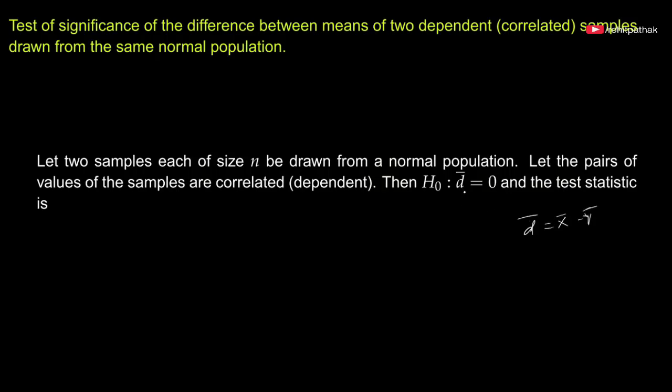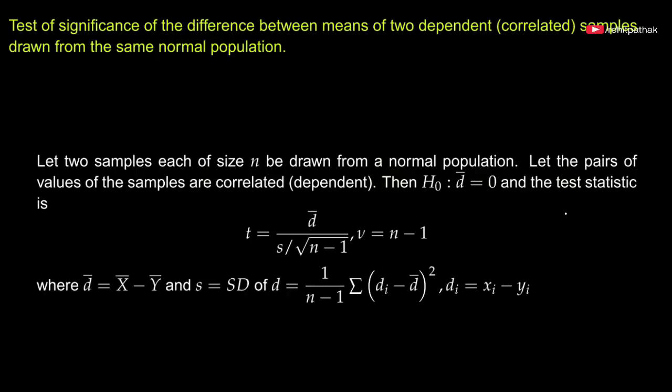Because here we have to take pairs of the values. We cannot shuffle them. We cannot put them in arbitrary order. We have to pair them. So here test statistic is d bar upon s upon under root n minus 1. So instead of taking x bar minus y bar, we take d bar, where this d bar equal to x bar minus y bar, and s is the standard deviation of d. D is the difference between the values xi minus yi. So this is the standard deviation this time.